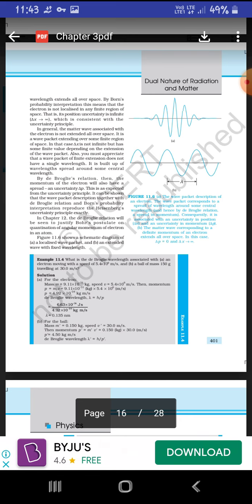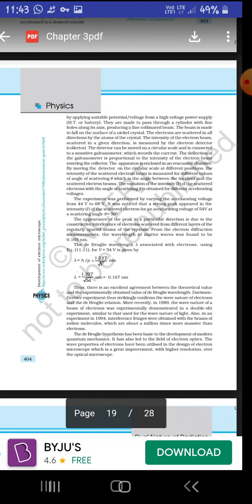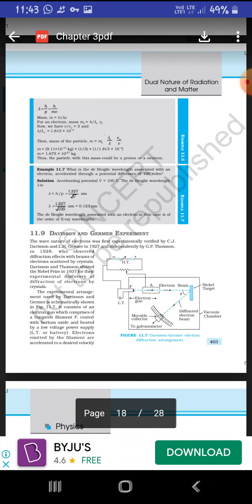By the de Broglie relation, the momentum of the electron will also have some uncertainty, and hence the uncertainty principle remains. We will learn about the de Broglie relation in chapter 12, and I will explain that chapter. Next is the derivation and the Davisson-Germer experiment. So what does it mean?